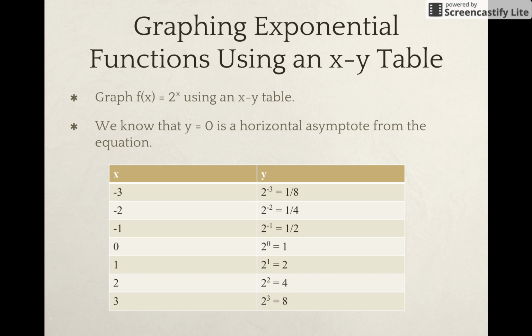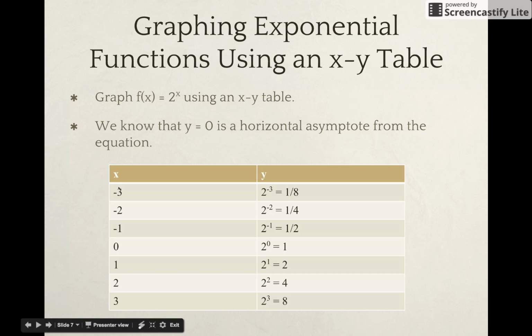Let's take a look at graphing the exponential function using an xy table. We'll consider the function f of x equals 2 to the x. So we know that the horizontal asymptote of this function will be y equals 0 because the c value in our function, 2 to the x plus c, is 0. There's nothing there. It's plus 0. So y equals 0 will be our horizontal asymptote. We'll also see that in our xy table as we evaluate these function values.